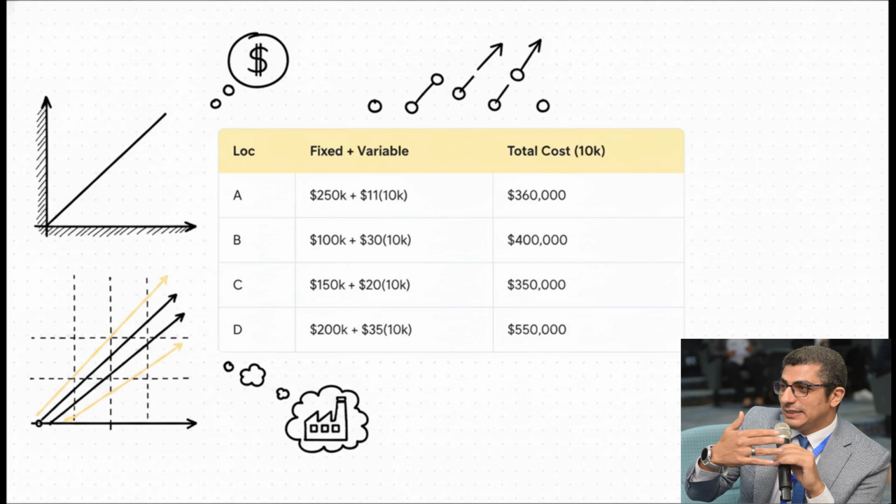Let's do the math step by step. For location A, $250,000 plus $11 times 10,000 units equals a total cost of $360,000. We do the exact same calculation for B, C, and D. Now we've got a specific total cost number for each location right at that 10,000 unit mark.